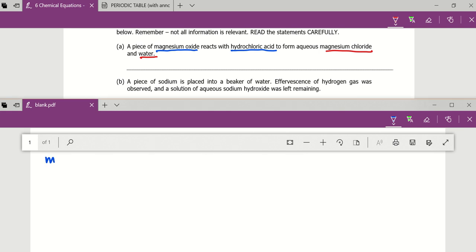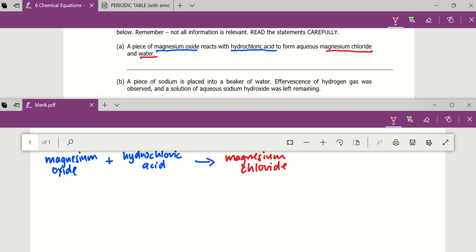I have magnesium oxide reacting with hydrochloric acid, and it produces magnesium chloride plus water.